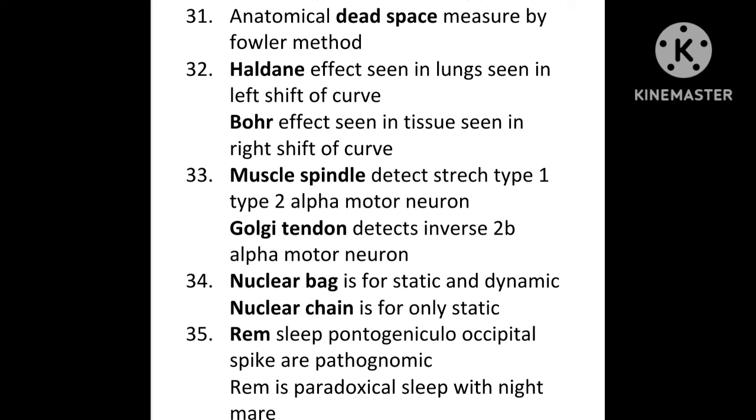So muscle spindle detects the stretch and the Golgi tendon detects the inward stretch, and the type 1 alpha motor neuron is responsible for muscle spindle, and 2b is responsible for Golgi tendon. Here the type 2a is for muscle spindle and 2b is for Golgi tendon.